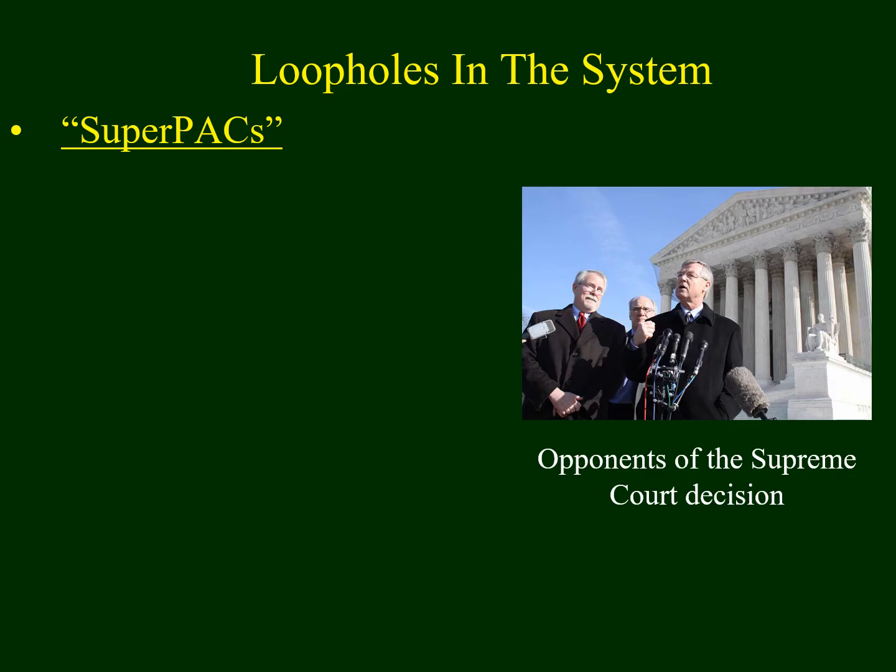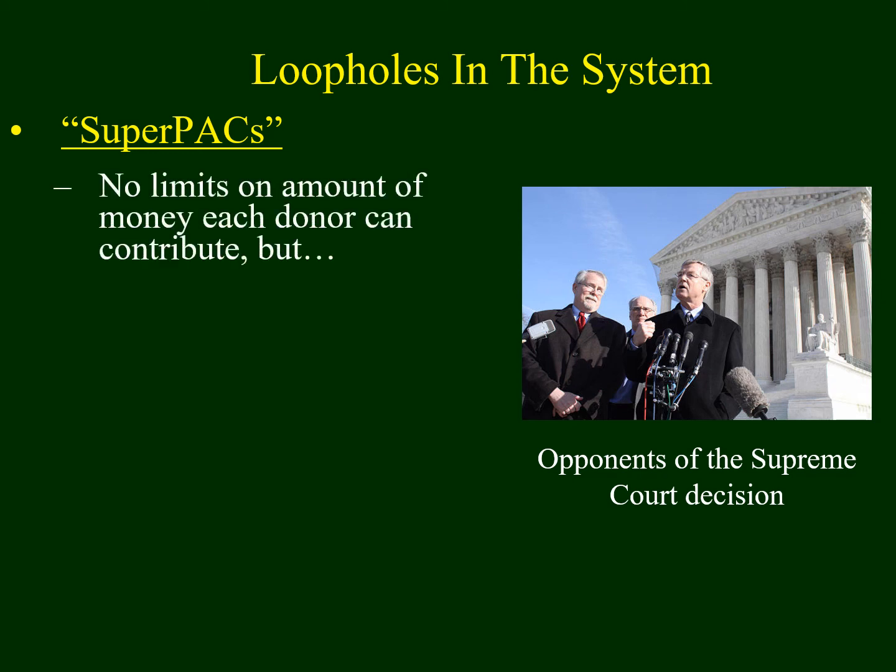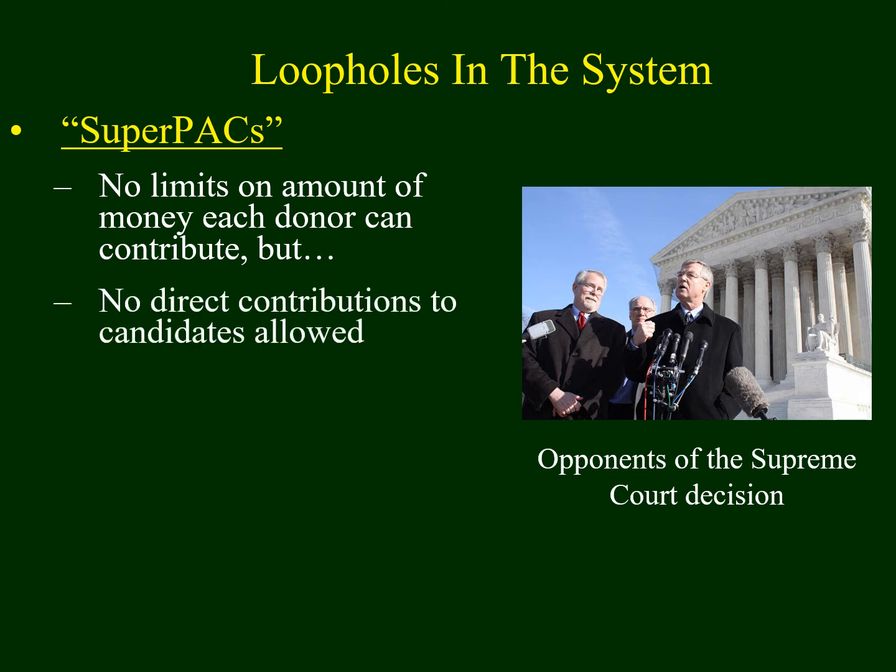While McCain-Feingold established strict limits, there are unfortunately loopholes within the system. One example would be Super PACs. There is no limit on the amount of money an individual donor can contribute to a Super PAC. This is a PAC that goes through an additional process and fills out some additional forms. However, there's a limit on how that money can be spent. No direct contributions from any Super PACs can be given to an individual candidate.